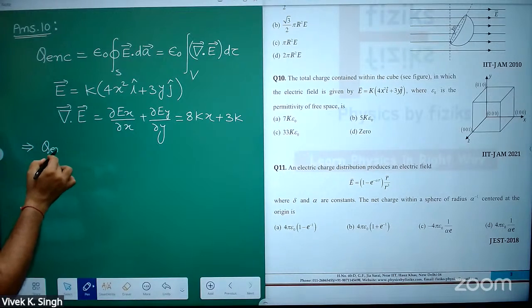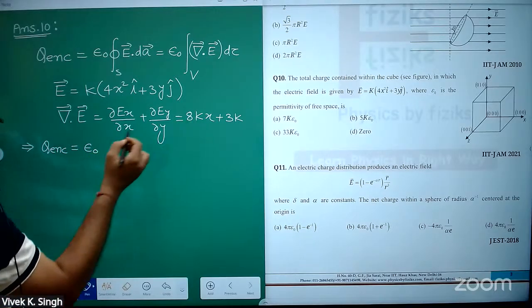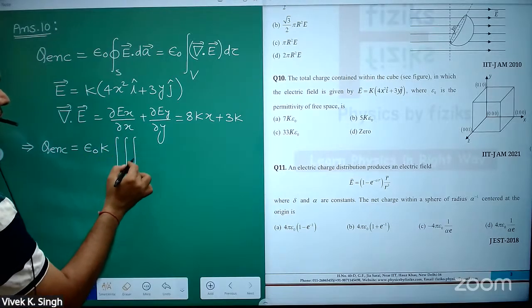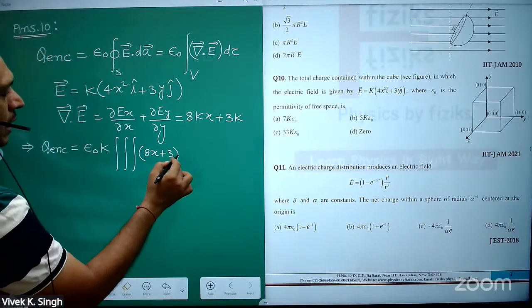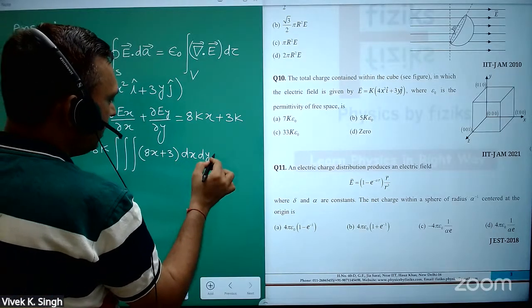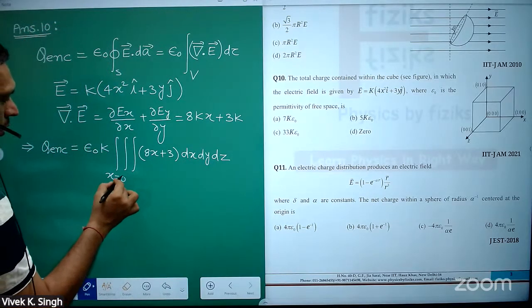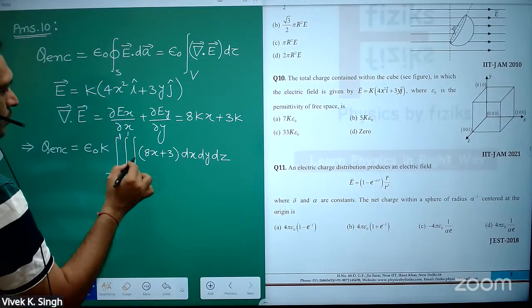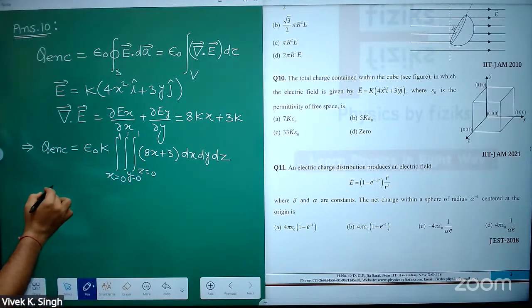So now Q enclosed is given by epsilon naught times the volume integral. I'm taking K common here. The volume integral is a triple integral, so this is 8x plus 3. And what is d tau in Cartesian coordinates? dx dy dz. X varies from 0 to 1, Y varies from 0 to 1, and Z varies from 0 to 1. Now just calculate this value.